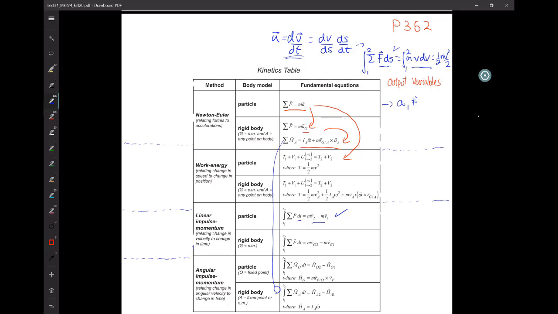If I integrate this guy, and I say, actually, I don't have a rigid body, I just have a particle, I get this. It's the angular momentum of a particle, right? If you integrate the acceleration, you get velocity, and on the other side, you have your dt.